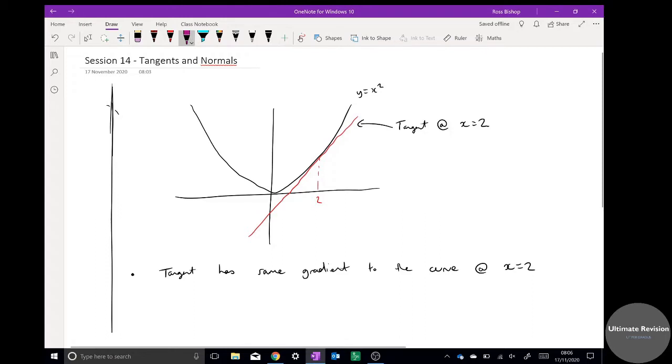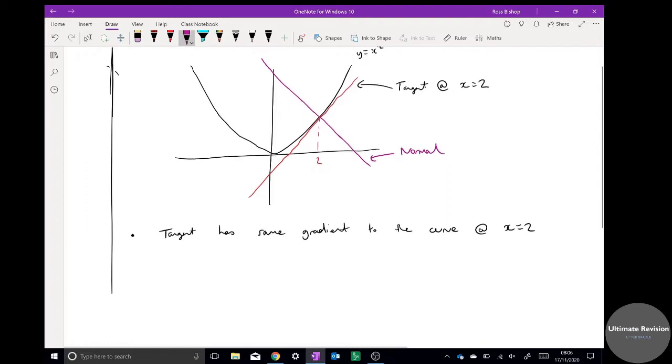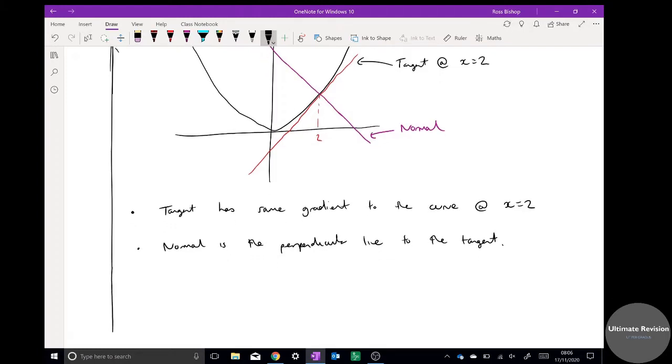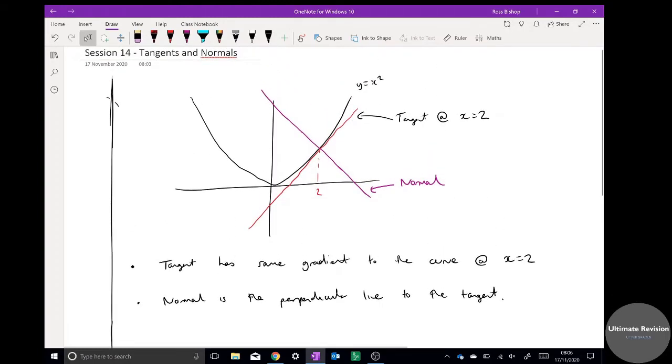Now the normal, if I change the colour, the normal is the perpendicular to the tangent. So this would be the normal. Okay, so we say the normal is the perpendicular line to the tangent. You need to remember that to work out perpendicular gradients, they multiply to -1, but we'll come to that in a minute. So that is what a tangent is, that is what a normal is, and we're trying to work out the equation of tangents and the equation of normals today.